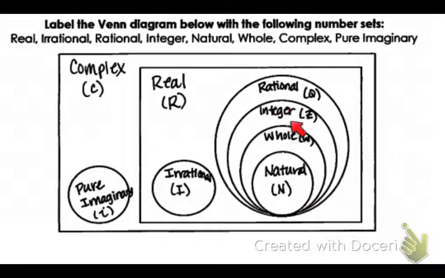Then you would check, is it also a whole number? Is it also a natural number? If you were to stop here, so let's say you said it is an integer, but it's not a whole or a natural, then that means the number that we're working with is an integer, rational, real, and complex.